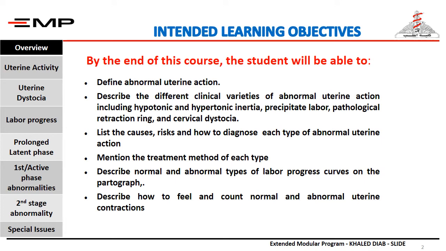By the end of this presentation, the student should clearly understand the following ILOs. The presentation will follow through the following headings: Overview, Uterine Activity, Uterine Dystocia, Normal Labor Progress, and the 4 new abnormal labor progress abnormalities.